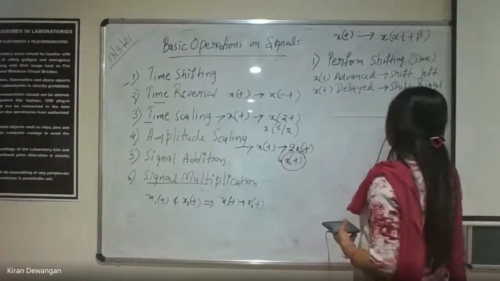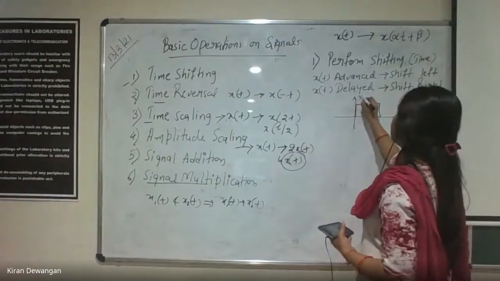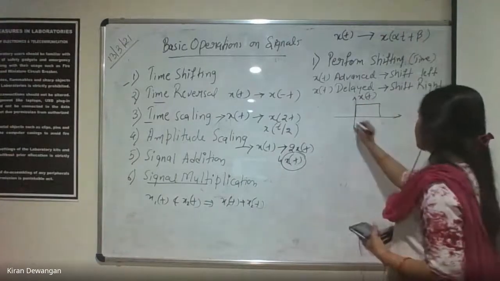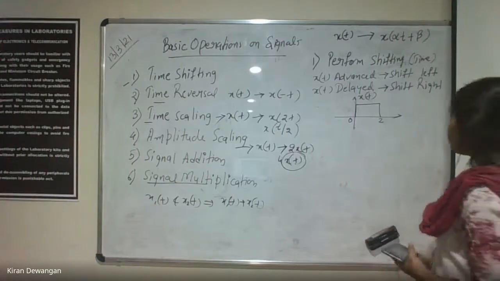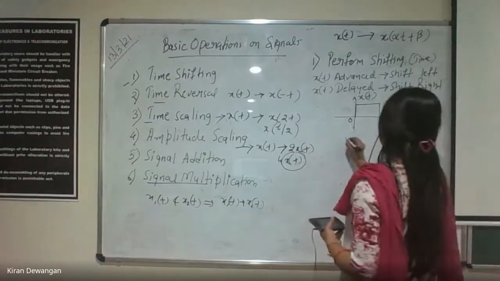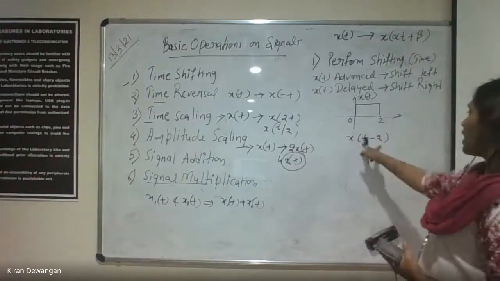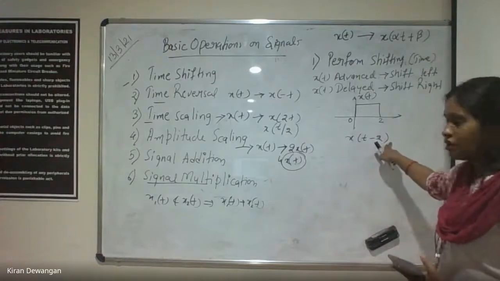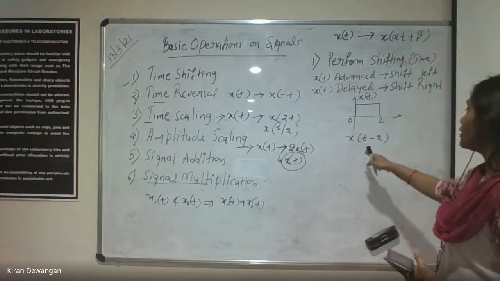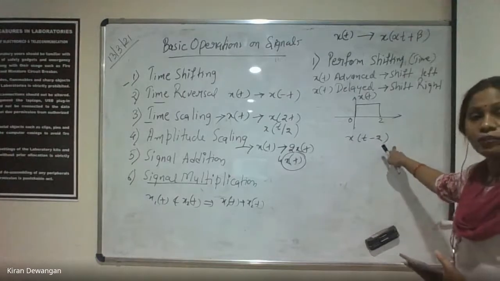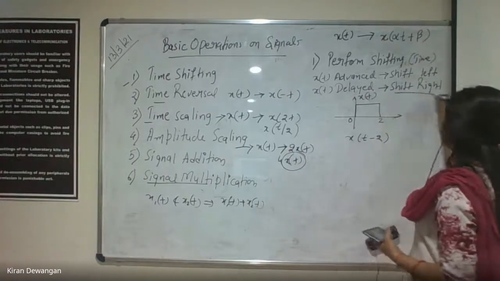Now if I say this is the signal, this is x of t, and it is from 0 to 2. If I have to perform x of t minus 2, that means I am shifting it by 2 and it is just a delay. Delay means it starts 2 units later. So it will be shifting right.